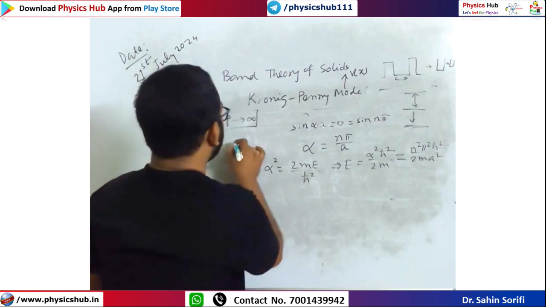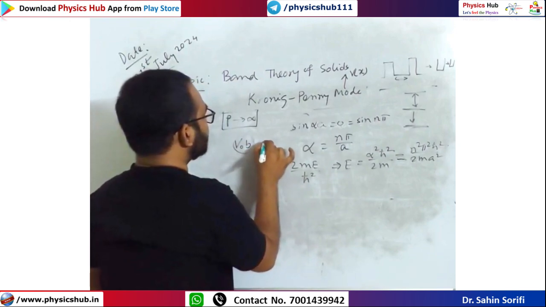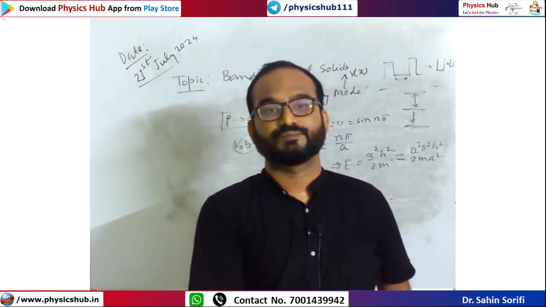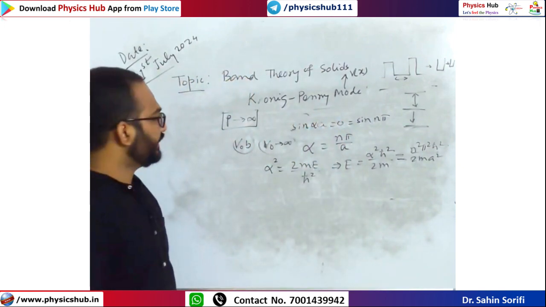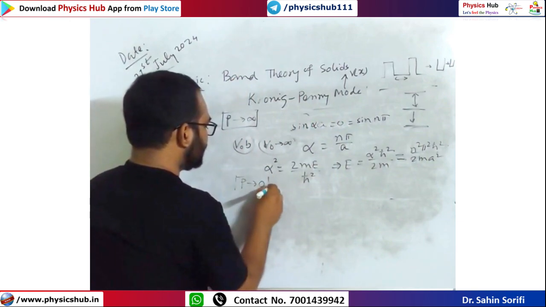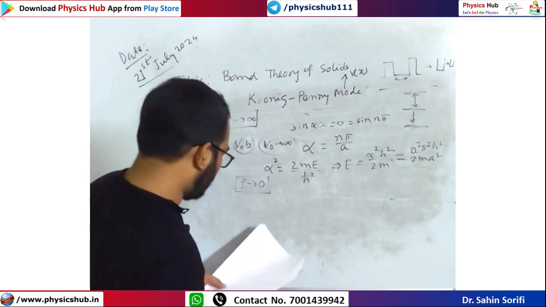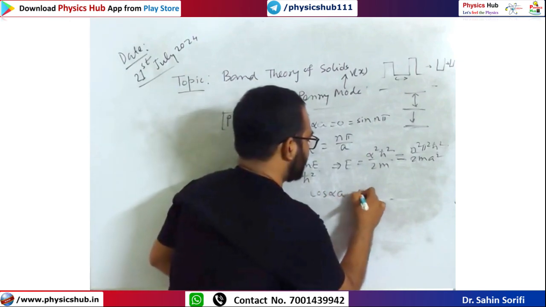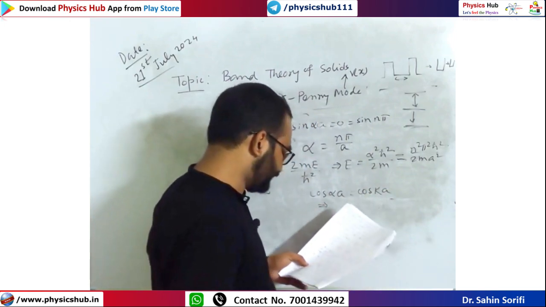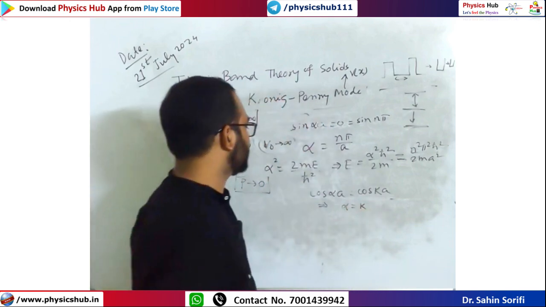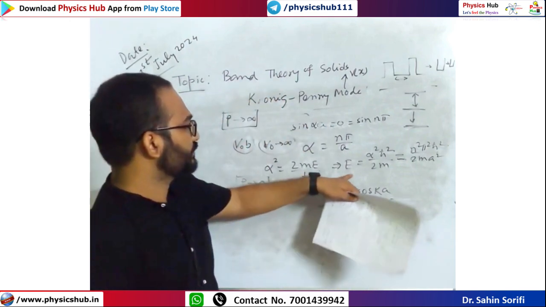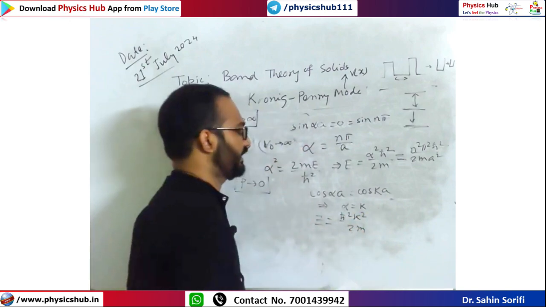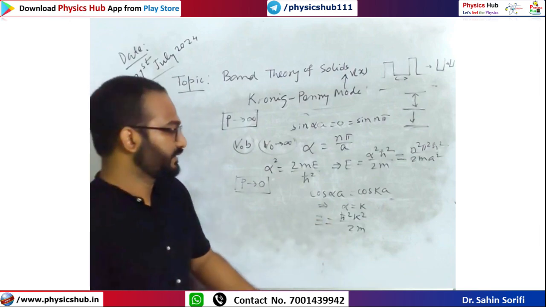P tends to infinity means what? P depends on V naught b, meaning you are making V naught tend to infinity. Potential is infinite means the electrons are very tightly bound to the positive ions. Now let's take another extreme case, P tending to 0. If you make P tend to 0, then the first term will vanish, and cos alpha a equals cos k a. So what is the value of alpha? Alpha equals k. So E equals alpha squared h cut squared by 2m, which means E equals h cut squared k squared by 2m. And you know this energy expression; we get it in the case of a free particle.